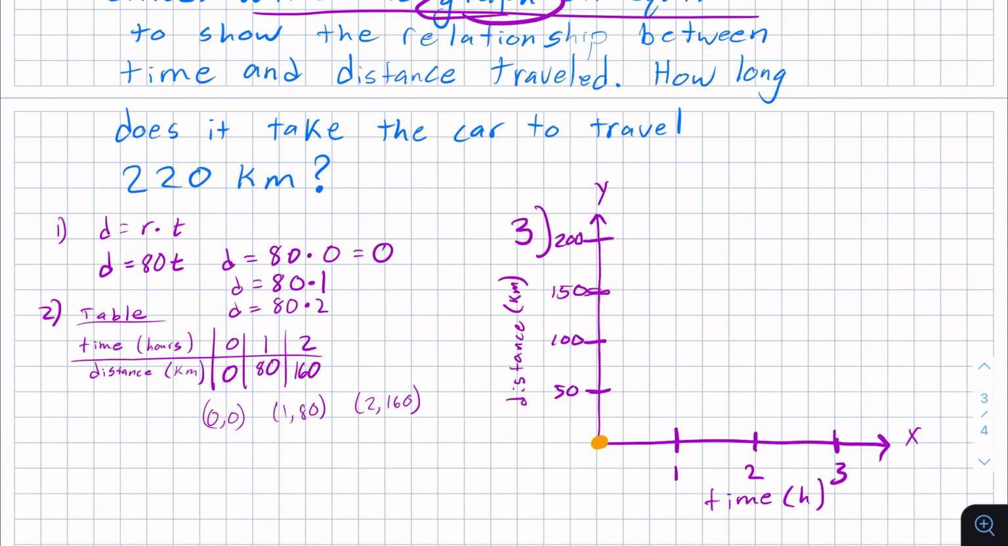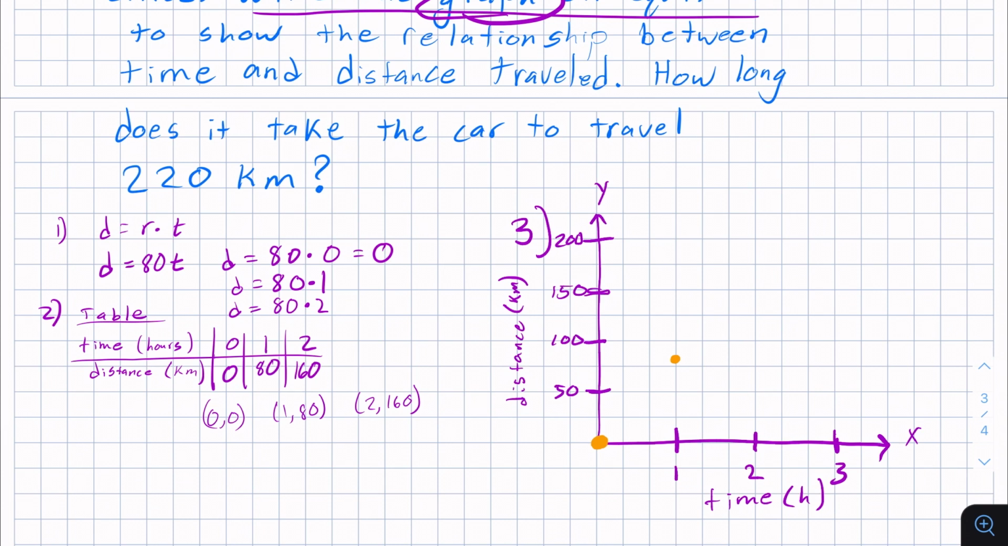And then the next one is 1 and 80. I have to do a little bit of thinking about where this one goes because I didn't count by 80s on the vertical axis. So I'm going to go over to my 1. I'm going to go up. In the middle between 50 and 100 there will be 75. So I'm just going to go up a little bit from that. I'm going to put it there.